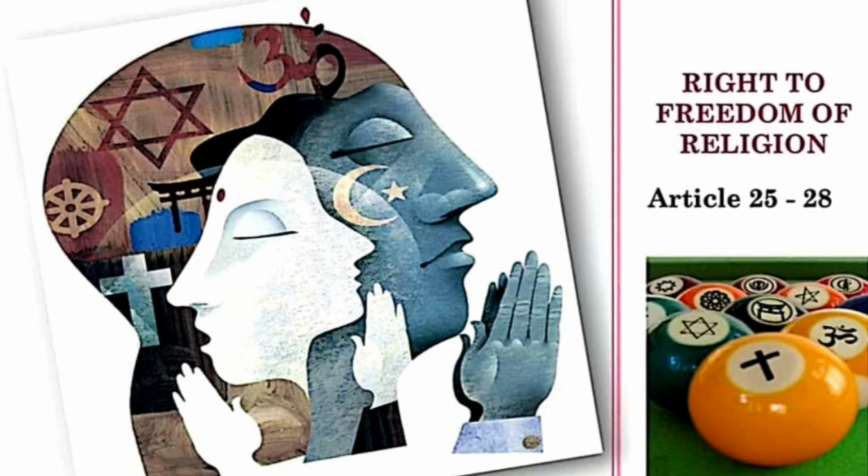Next is the right to freedom of religion, Articles 25 to 28. One of the most important fundamental rights is the right to religion. This right allows us the freedom to follow or have faith, preach, and make religious places for the religion of our choice. Thus, it is our duty to respect all religions equally and not to hurt the religious sentiments of others.